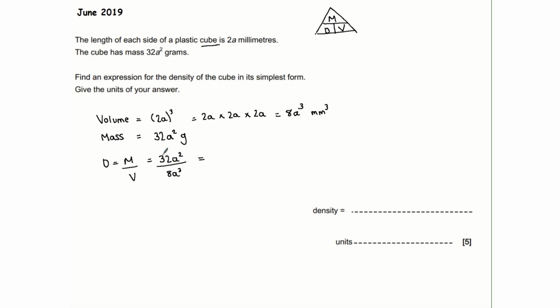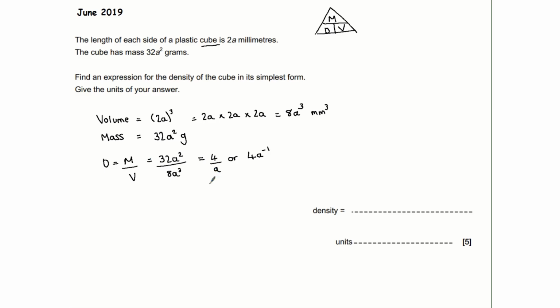So I've got 32 divided by 8, so I'm just looking at the numbers first, which is 4. I've got A squared divided by A cubed, which I can write in 2 different ways. So I could either write it as 4 over A, or I could write it as 4A to the minus 1. When I'm dividing with powers, if they have the same base, then I just subtract these. So like I said, it doesn't matter how you write this, it's exactly the same. So we've got the density.